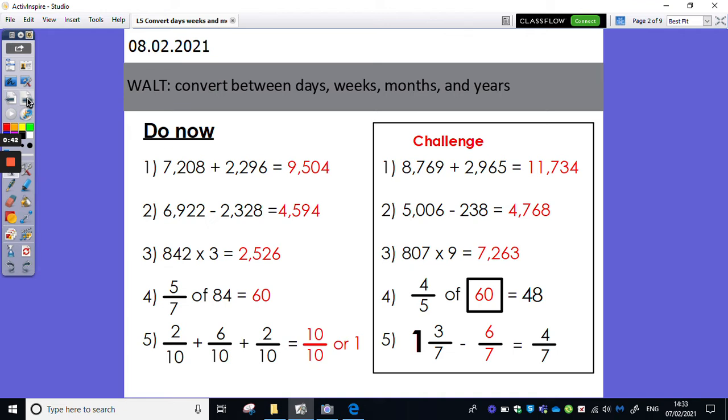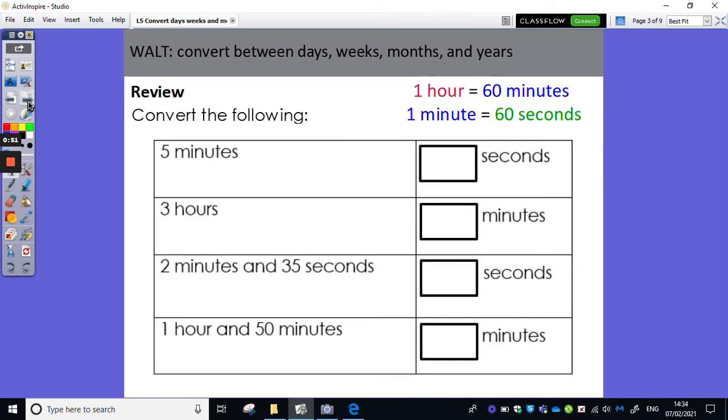Okay, so moving on to today's lesson. We're going to be converting between days, weeks, months and years today. But before we get started on that, we're just going to recap what we did in Friday's lesson, which was converting between minutes and hours and seconds.